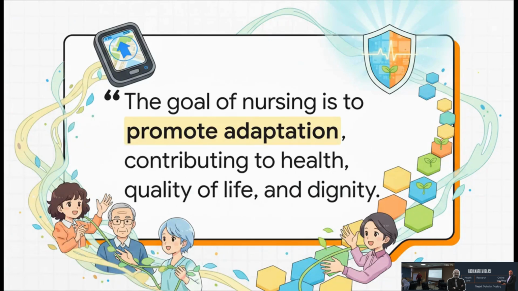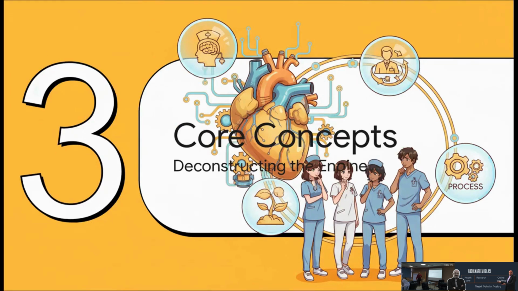This quote really hits the nail on the head. The Roy Adaptation Model, or RAM as we'll call it, gives us that GPS. It shifts our focus from just ticking off tasks on a list to something much bigger, helping our patients actually adapt to their health challenges. So, how does this thing work? Well, it's actually pretty simple. It all boils down to 2 core concepts. Let's pop the hood and see what makes this engine run.